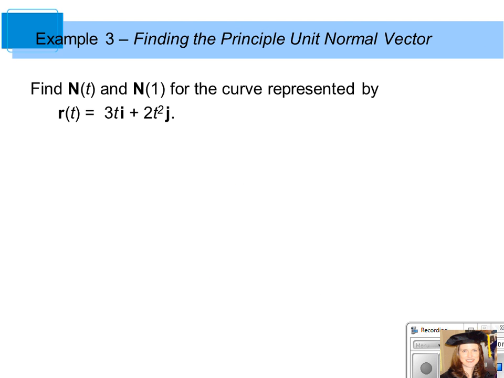For this example, I would like you to find the normal vector, the general principal unit normal vector at any time t, and the principal unit normal vector at time 1 for the curve represented by r of t equals 3t i plus 2t squared j. You can pause the video now and work on your solution, and then come back to the video to check your response.